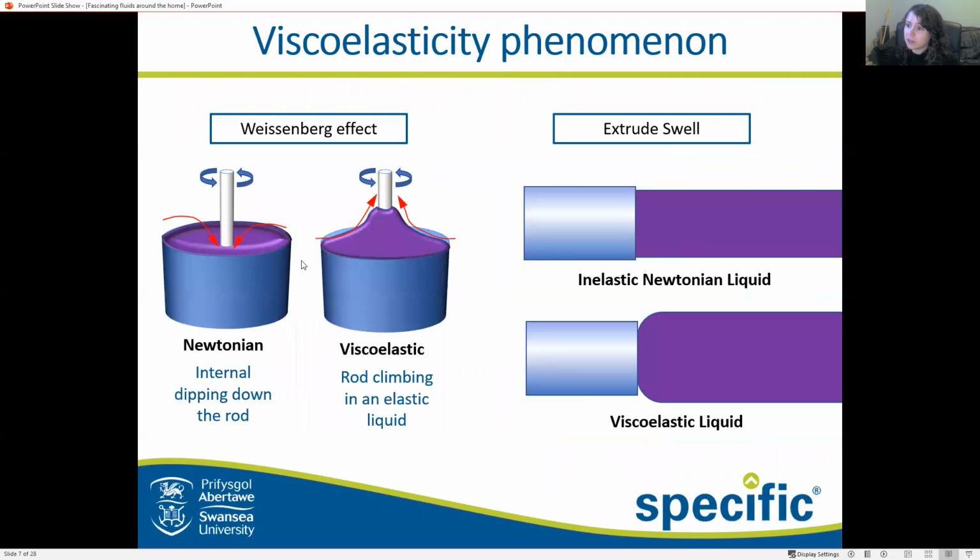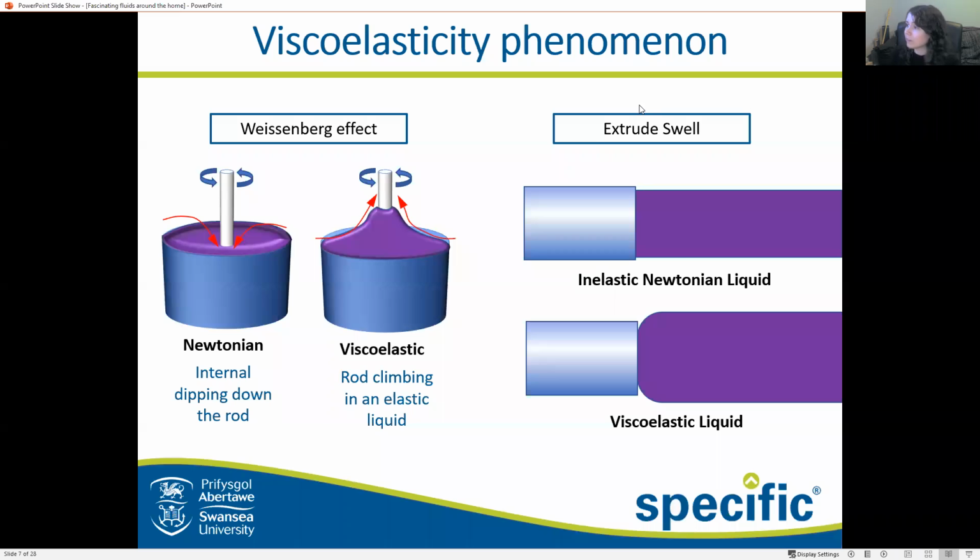So if you were to take your fluid and put it in a cup or in a jar, and then put in a rod and spin it round and round, a Newtonian fluid would have the fluid curving downwards with a little internal dip towards the rod. Whereas if it's viscoelastic, instead of going down, the fluid will start to climb up the rod, going higher and higher until it reaches your fingertips. So this is quite a nice, quick way of doing it.